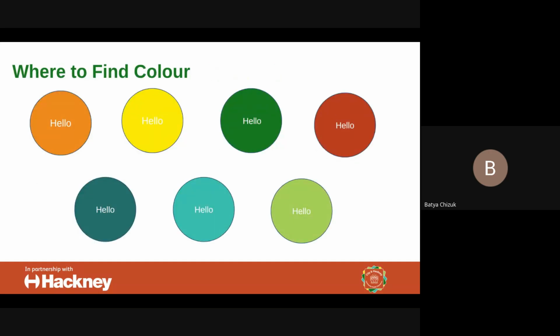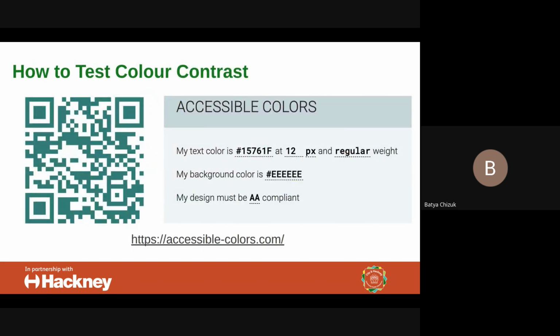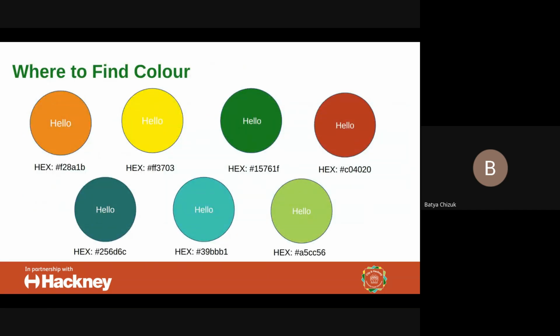So it says where to find the different colors. Next slide shows you which ones are best. No, sorry, gives you their names. Next slide. Oh, I thought there was another slide in there. It says how to test color contrast, and it gives you a website address.